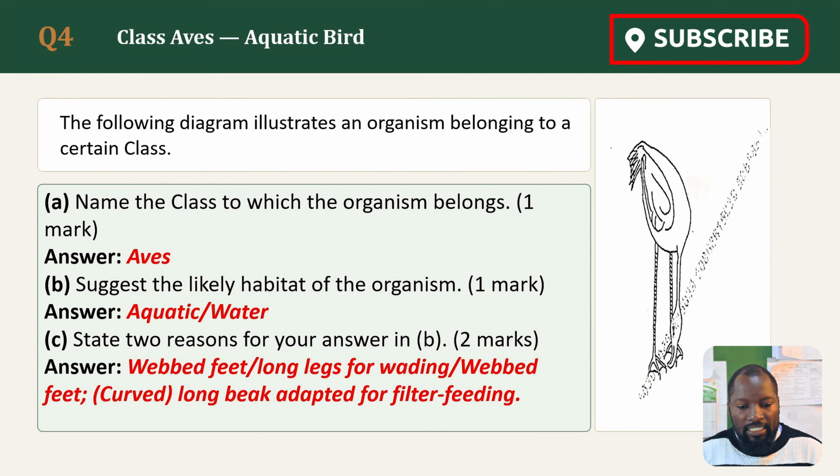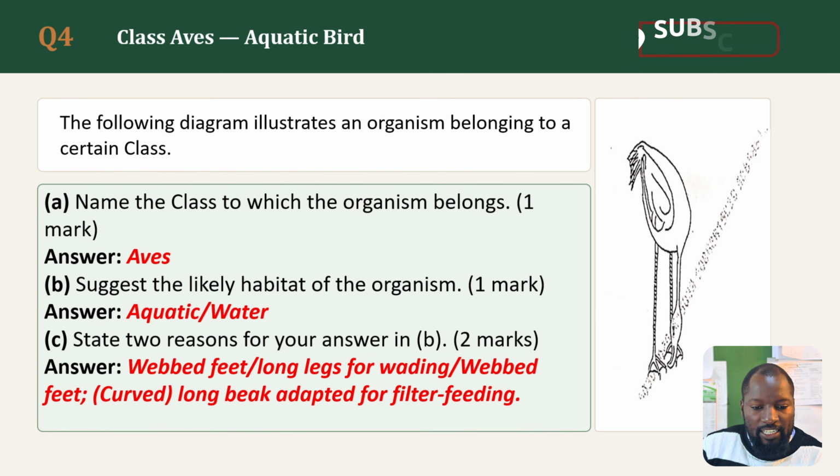Question B, suggest the likely habitat of the organism. When you look at the organism very well, look at the feet of that organism. If you look at the feet, they are webbed, and it has long feet and they are webbed. So definitely this one must be an organism from an aquatic habitat or a water area.